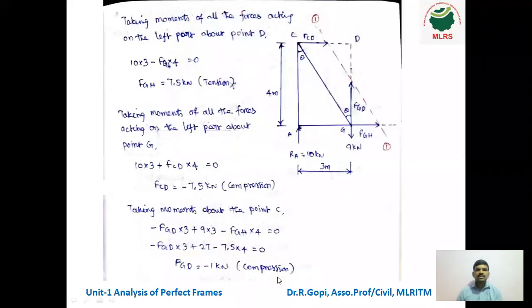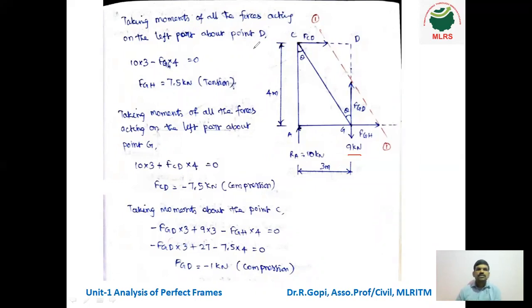Now you can see this diagram. This is the free body diagram. I cut at the section line 1-1, and it cuts 3 members: FCD, FGD and FGH. This is the reaction, RA equal to 10 kilonewton. The height of the truss is 4 meter. At point G, a 9 kilonewton force is acting. So take moments of all the forces acting on the left about the point D.